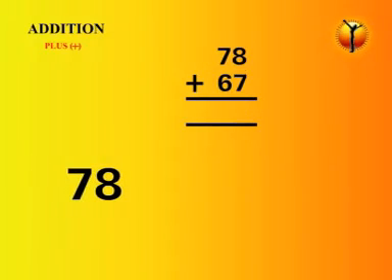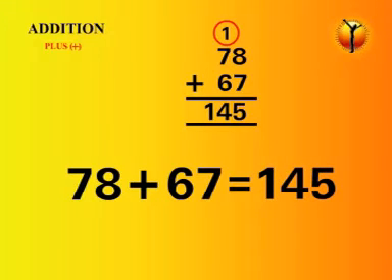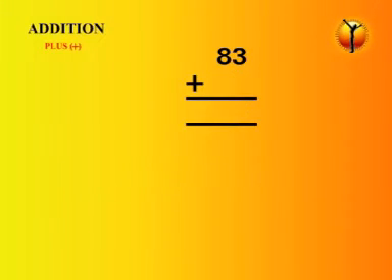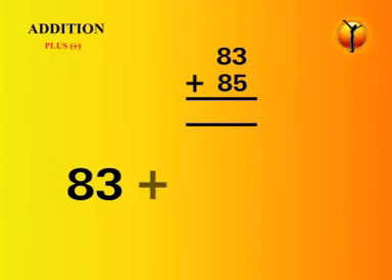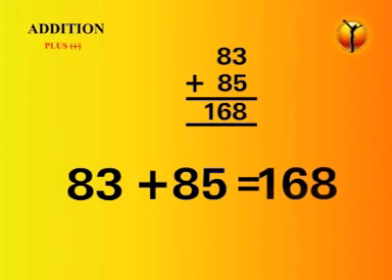78 plus 67 is equal to 145. 83 plus 85 is equal to 168.